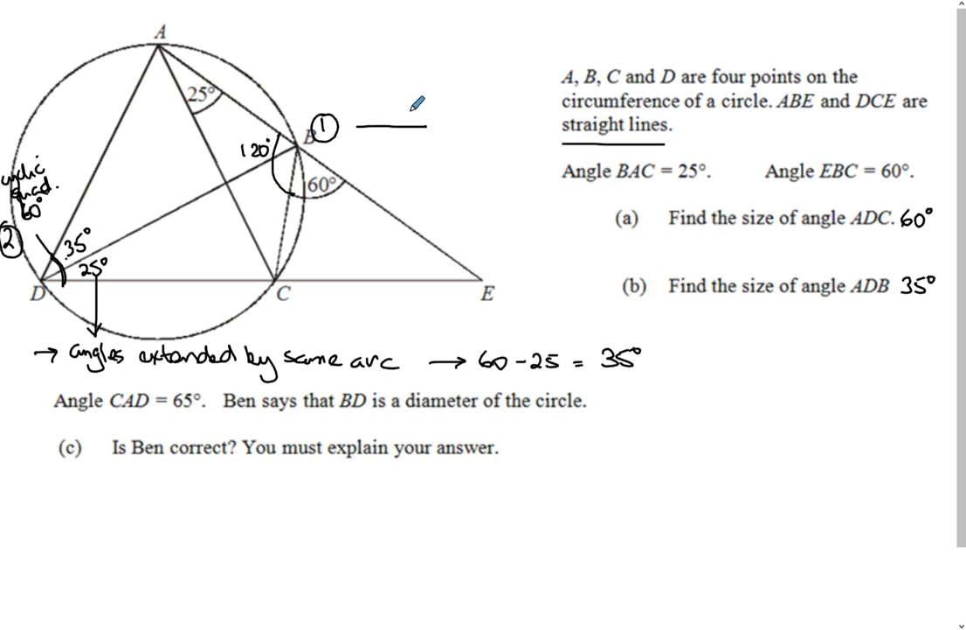Angle CAD equals 65, so CAD, that's 65. 65 plus 25, so that whole thing is 90 degrees. Ben says that BD is a diameter. Is he correct? Yes, he is. And the reason why is because angle subtended by diameter equals 90 degrees.